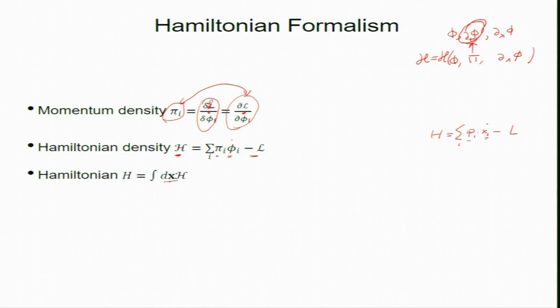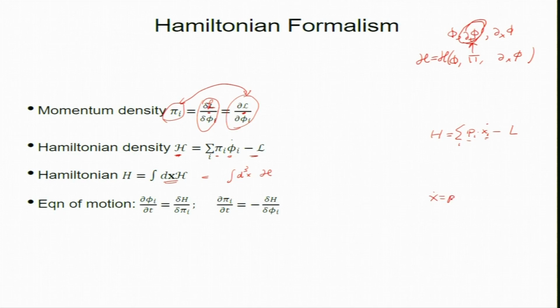And the total Hamiltonian is the integral of the Hamiltonian density. We typically write it as d cube x h in 3D; in 1D it will be just dx. Now, the equations of motion for a particle, we know how to write that. x dot is delta h by delta p, and p dot is minus delta h by delta x. So we follow exactly the same procedure.